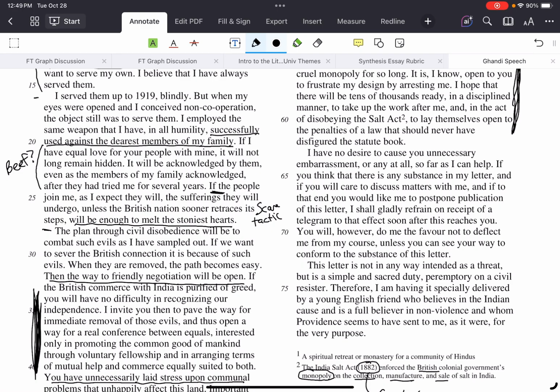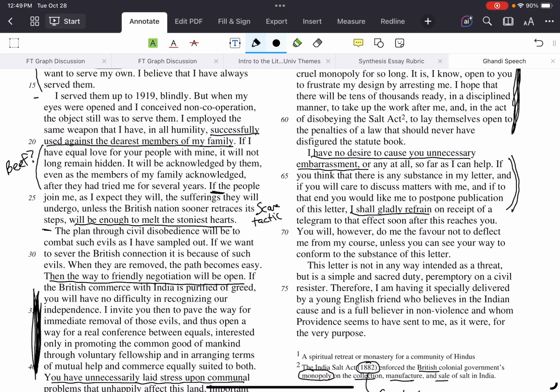I have no desire to cause you unnecessary embarrassment. Okay, so again, he's kind of being conciliatory here. He's like, look, I don't want to do this, all right? Or any at all, so far as I can help. If you think that there is any substance in my letter, and if you will care to discuss matters with me, and if to that end you will like me to postpone publication of this letter, I shall gladly refrain on receipt of a telegram to that effect soon after this reaches you. So he's like, look, I'm giving you an out.